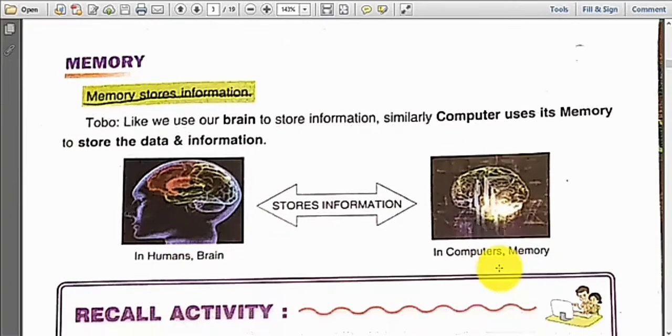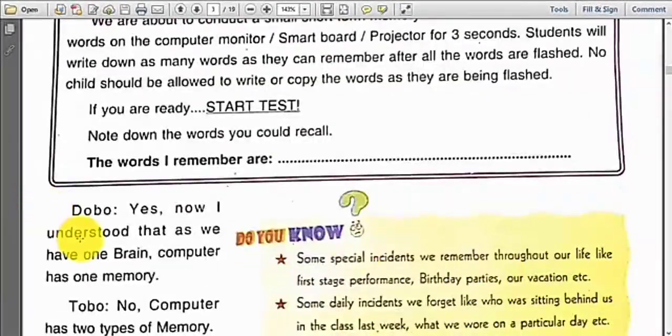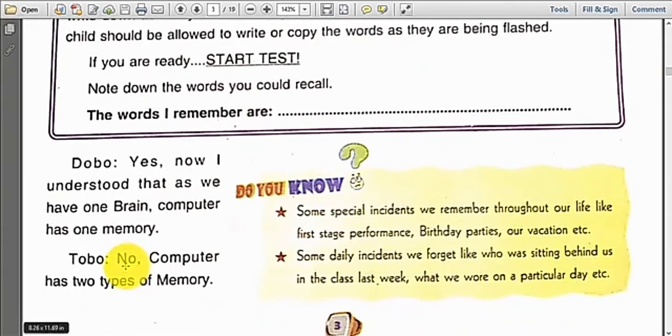Now look what Dobo is saying. Dobo is saying, yes, now I understood that as we have one brain, computer has one memory. Finally I got it. Now Tobo is saying, no, computer has two types of memory. Tobo is saying to Dobo, you are wrong. We have only one brain, it is right, but computer has two types of memory.